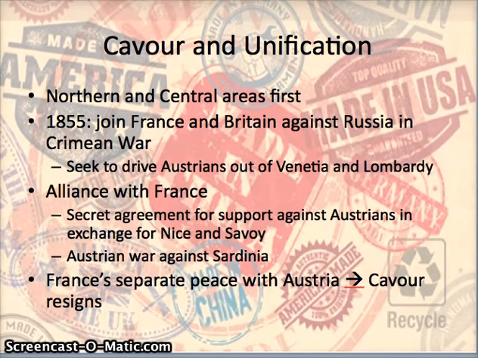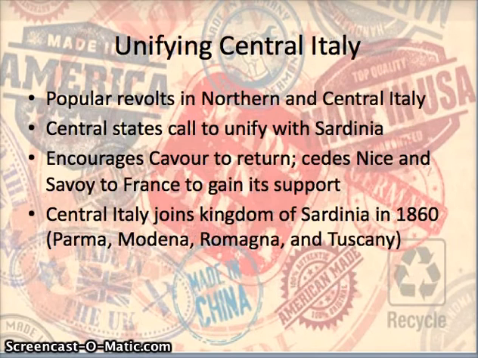So basically, this is the French public looking at Napoleon III and saying, "Why are you going to war with this other Catholic country? That doesn't make any sense." All right, so France decides to pull out. They have a separate peace with Austria, and this makes Cavour so angry that he actually resigns temporarily. But temporarily is the key word.